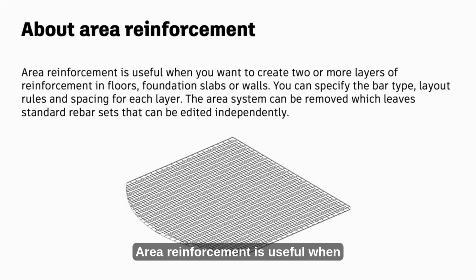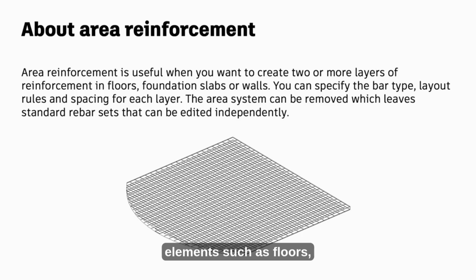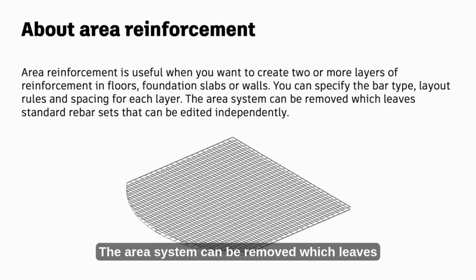Area reinforcement is useful when you want to create 2 or more layers of reinforcement in elements such as floors, foundation slabs, or walls. You can specify the bar type, layout rules, and spacing for each layer. The area system can be removed, which leaves standard rebar sets that can be edited independently.